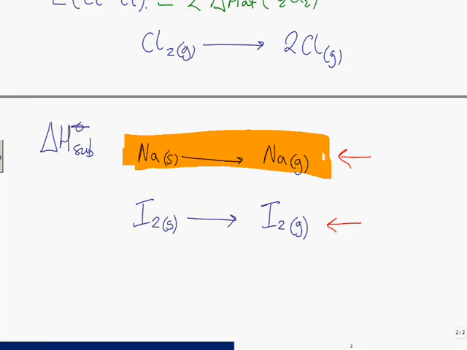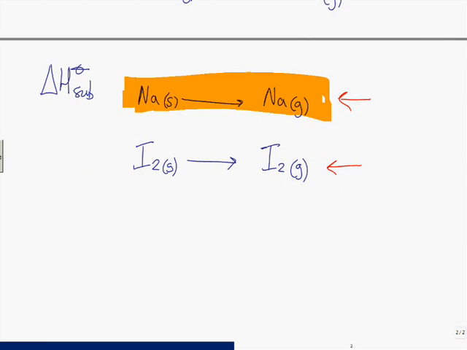Compare that iodine in terms of sublimation with the enthalpy of atomization of iodine. There we're going from I2 solid going to I gaseous. Note the difference between those.